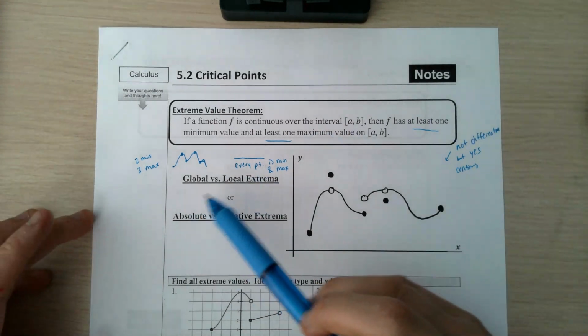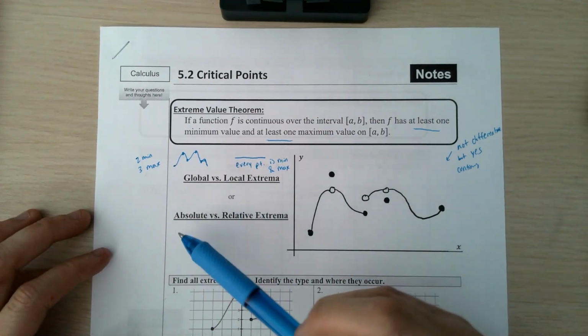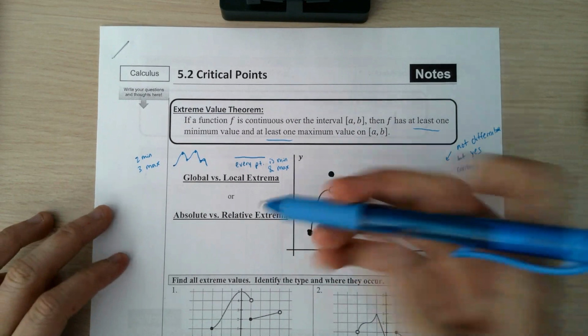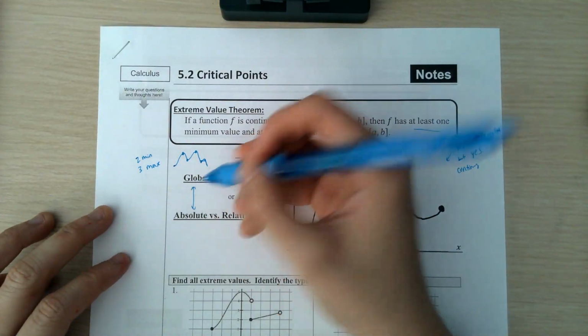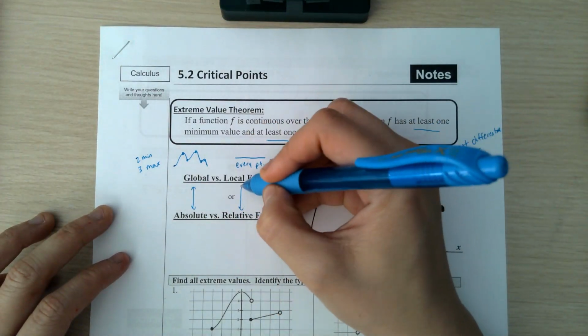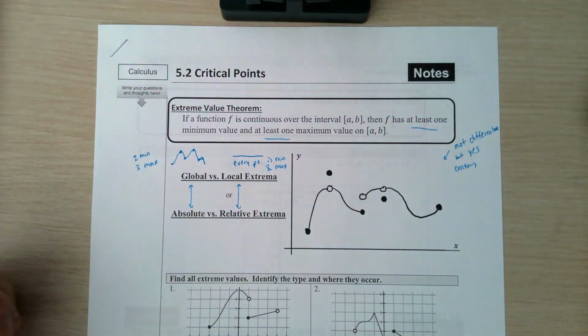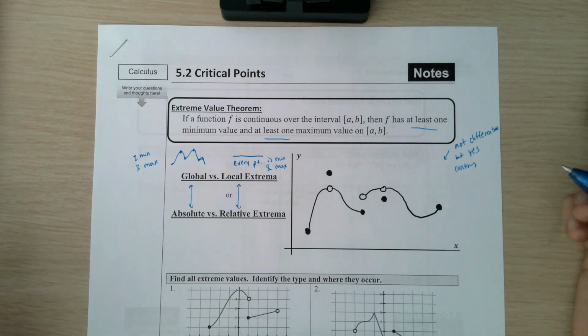Okay, so you'll have different vocab words. We'll have global versus local, or absolute versus relative. So they mean the same thing. Global is the same thing as absolute. Local is the same thing as relative. Just different teachers or textbooks might use different ones, so I might jump in between the two. It's sort of similar to how in Spanish, you can say andar or caminar. Both mean to walk, right? It's just like a personal preference, or what you grew up with.